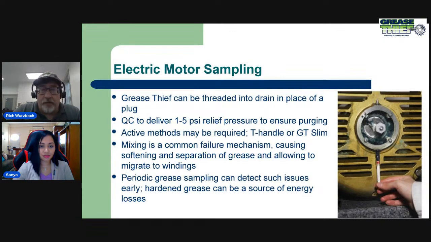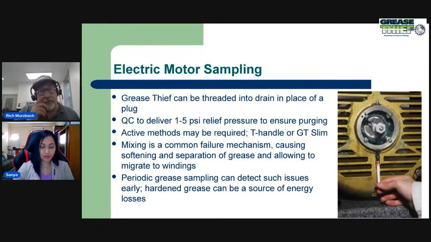And then, the thing about the grease sampling, if we do it periodically, we can detect issues early. Hardened grease, for example, is a source of energy losses. And so that's a big thing with electric motors, right? Yeah. A lot of companies are looking at trying to demonstrate, what is the impact.